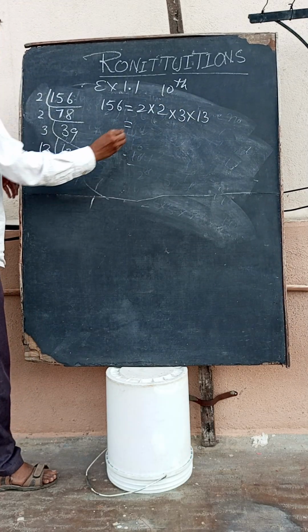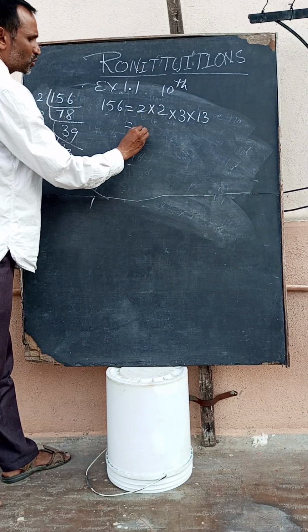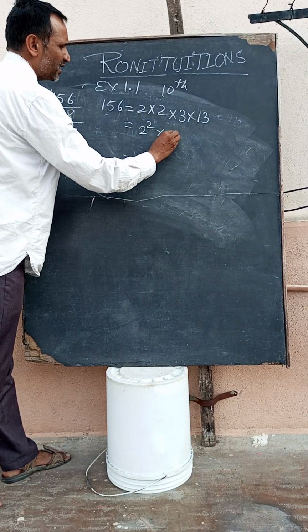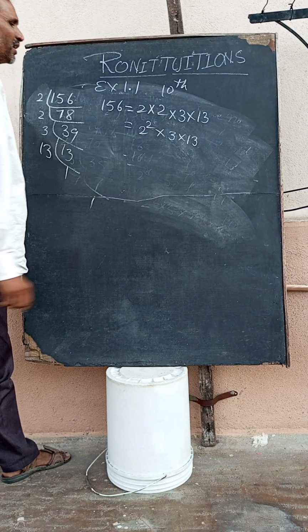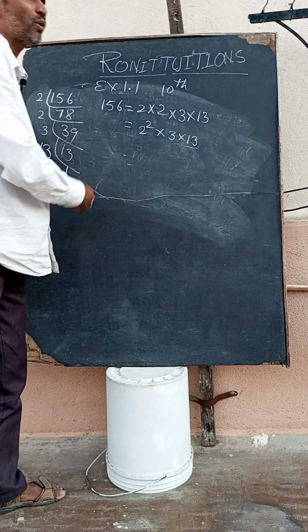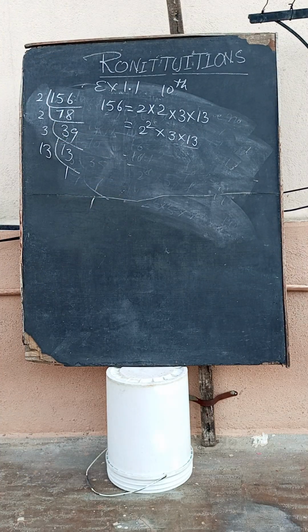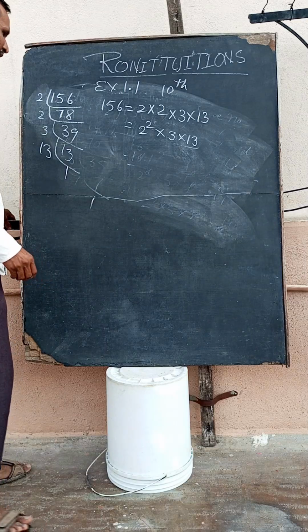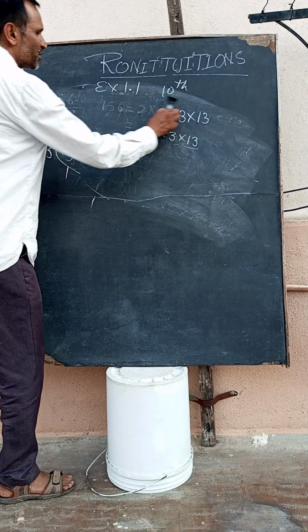Now we can write it in this way. 2 came 2 times, so 2 to the power 2 into 3 to the power 1 into 13 to the power 1. Like that. The power 1 is not required, because any number with power 1 is the same number. So next number, third question, it is given like this.